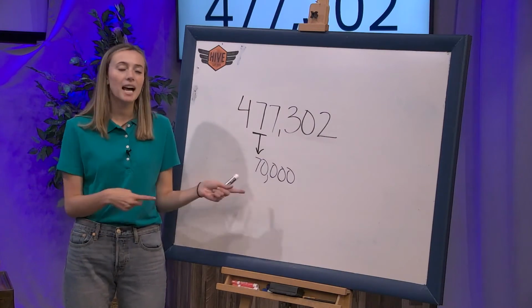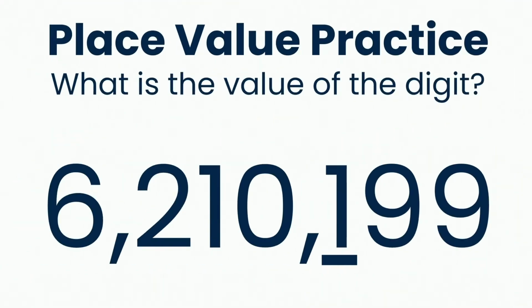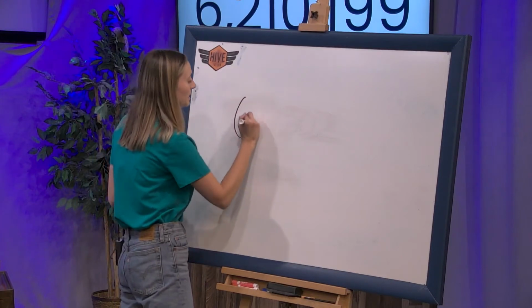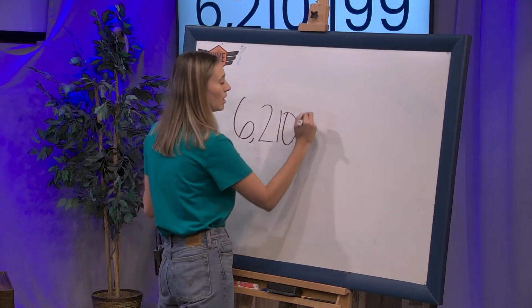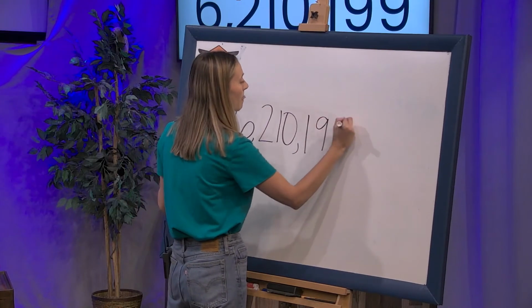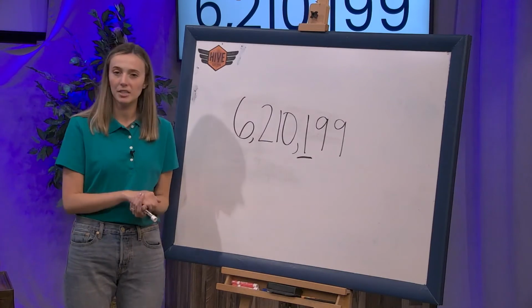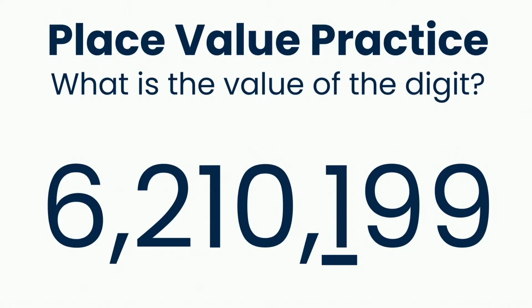Great. Let's slide and do one more practice. This number is 6,210,199. So let's write that down. 6,210,199. And it has the 1 underlined. Okay, I want you to do this on your own or with someone next to you. So pause the video now.